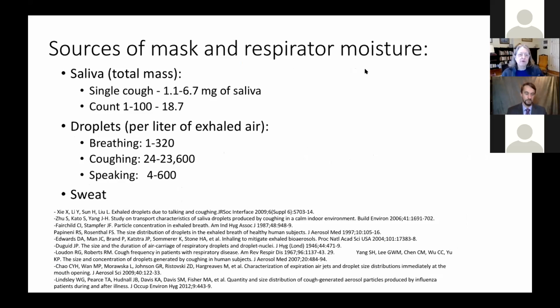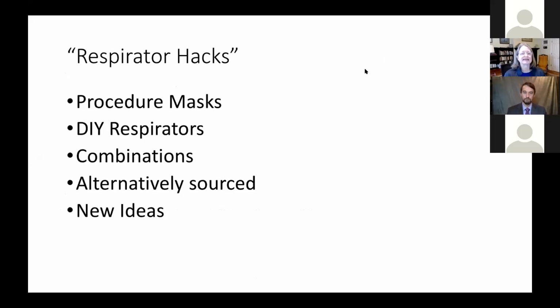Another important issue is that masks and your breath generate moisture. And so saliva and droplets and sweat all can contribute to the moisture of a mask. And the N95 committee that is working very hard right now is paying attention to this issue of respirator moisture and how to train people so that their respirators dry out. Next. Okay. And then finally, there's this, I'm going to call this broad category respirator hacks.